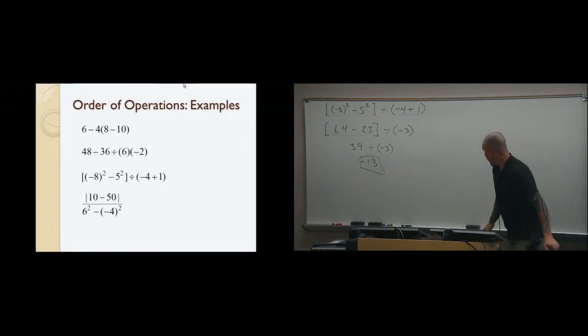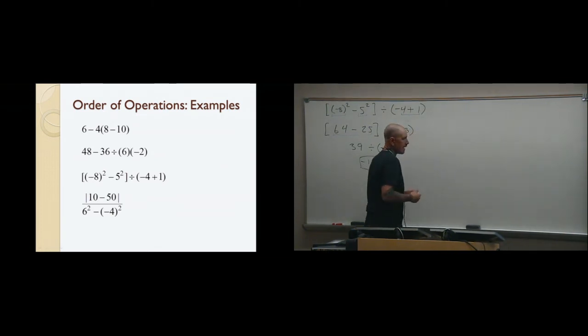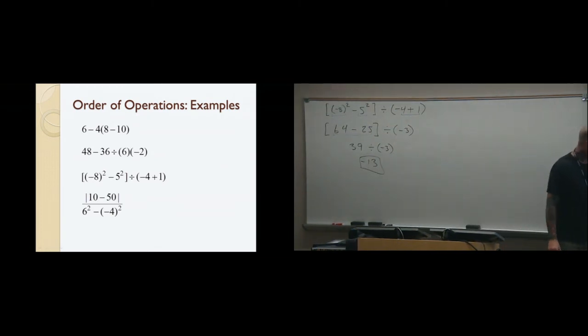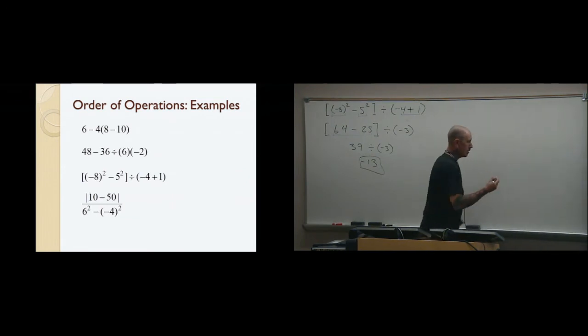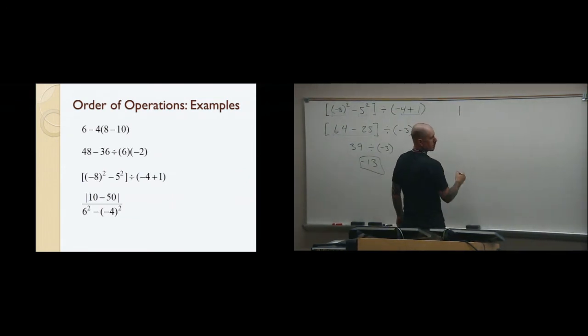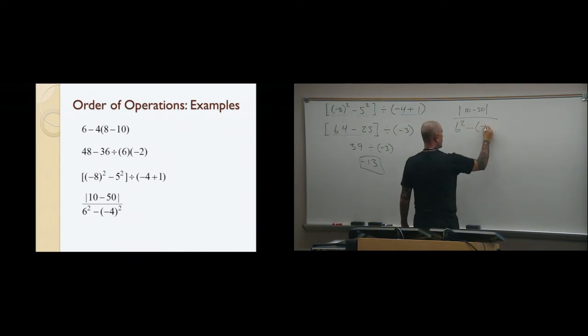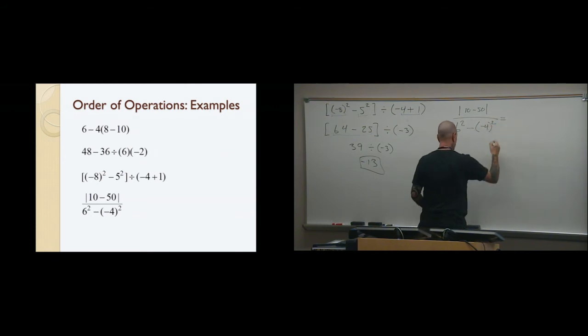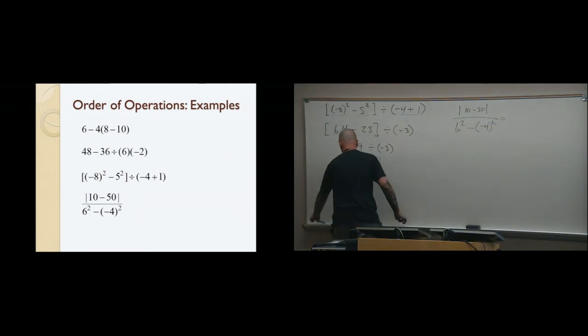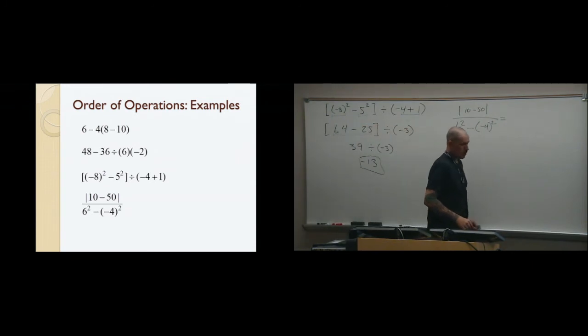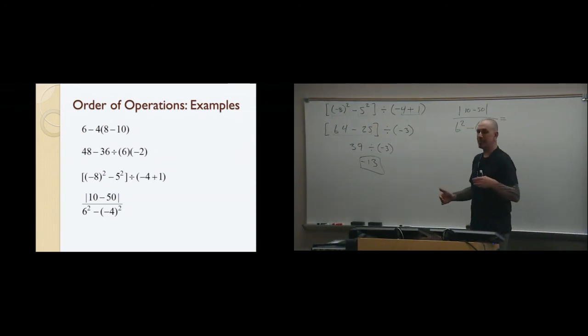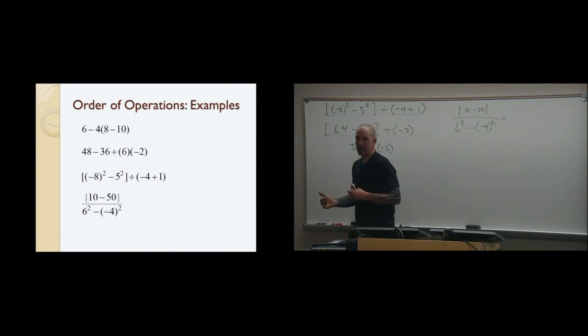All right, so here we have one, and it's actually got a fraction bar as a grouping symbol. So we've got the absolute value of 10 minus 50, all over 6 squared minus, in parentheses, -4 squared. All right, so what we want to do is simplify the numerator and the denominator first.